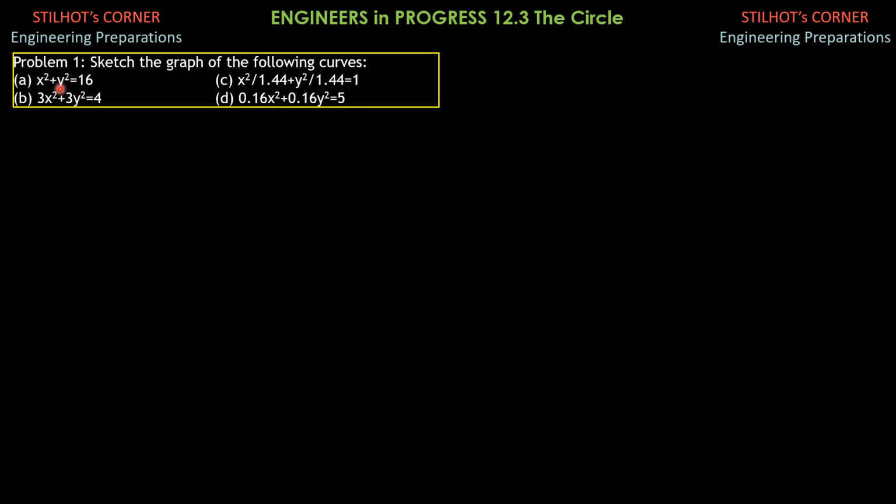For the first, this is already the standard equation of a circle with center at the origin and radius 4, because 4 squared is 16. So transforming that to the standard form of the equation of a circle, we say that the center is at the origin 0, 0, and the radius is 4. And therefore, we can now sketch the graph of that circle.